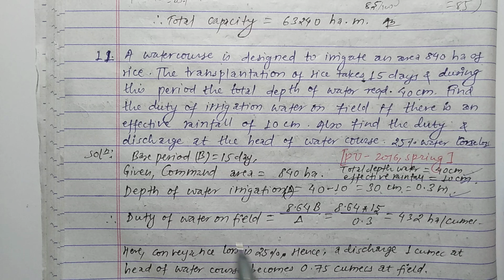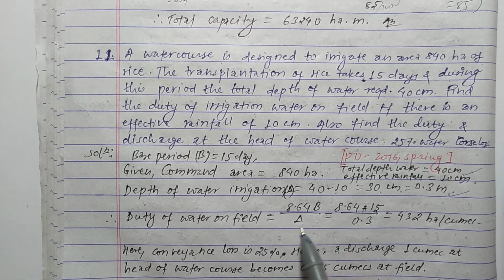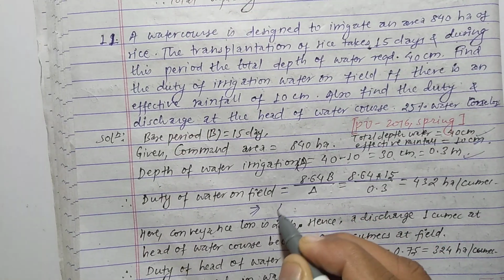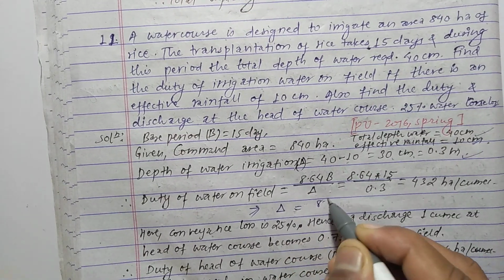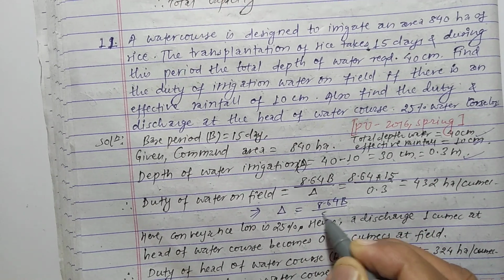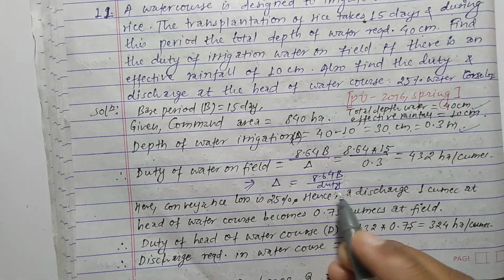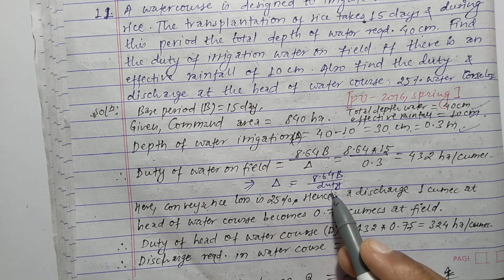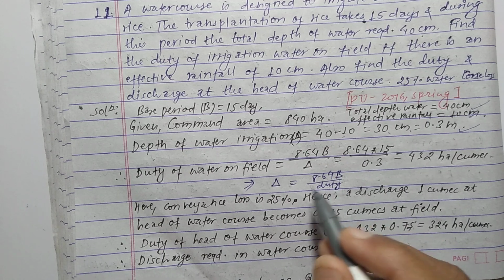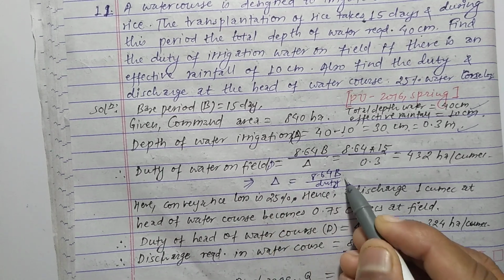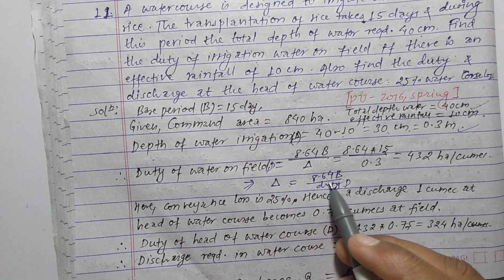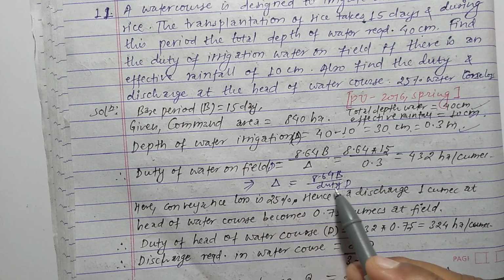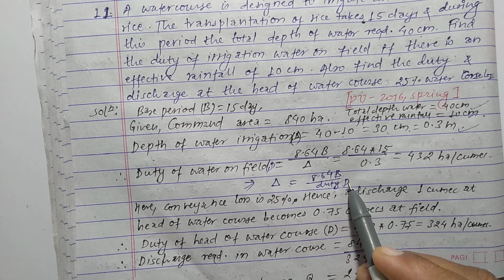So we know duty of water on a field is calculated with the help of this formula. Okay, because we have already used this formula, that is delta equal to 8.64 B by D. Okay, and with the help of this formula we can calculate simply the value of duty. Duty you can denote by D. So with the help of this formula we can calculate the value of this duty.